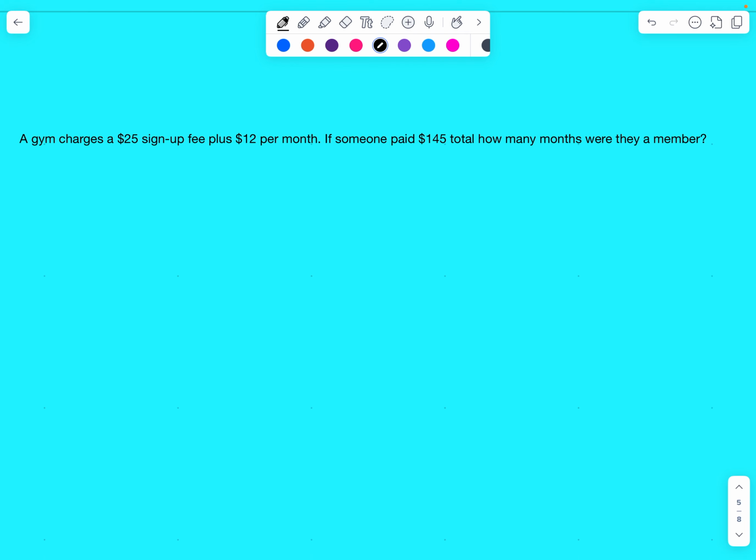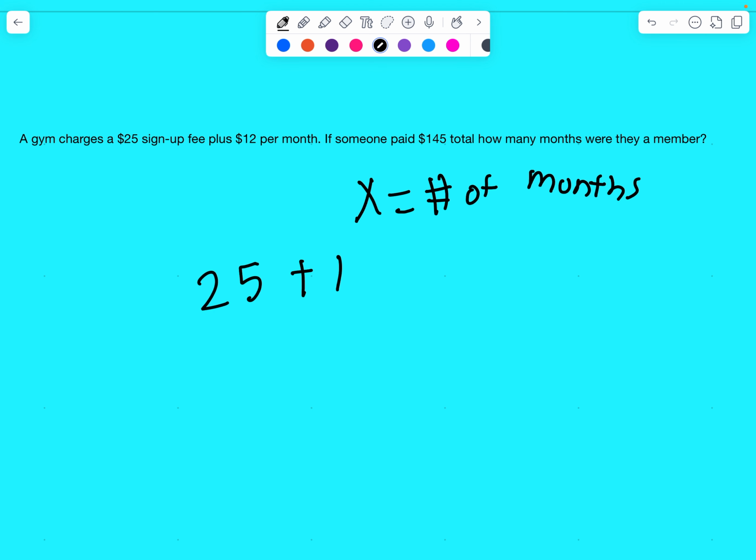All right. A gym charges a $25 sign-up fee plus $12 per month. If someone paid $145 total, how many months were they a member? So we're going to let x be the number of months. Okay? So we got $25 sign up, then we got a fee of $12 per month for each month. $12 for a month. That's what 12x means. And it's $145 that they've paid thus far total.